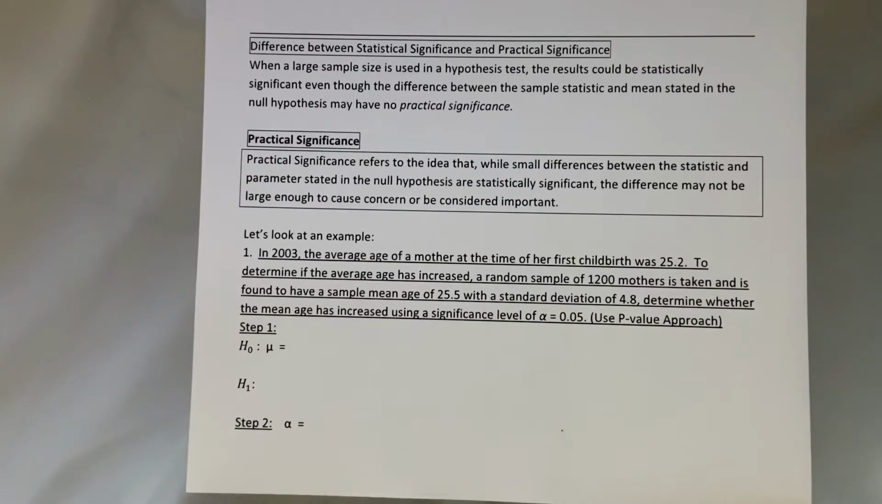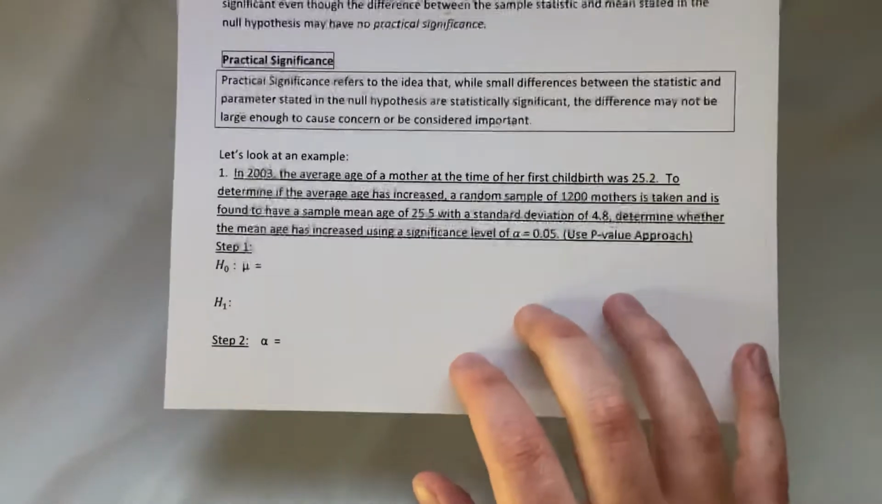of weight? Probably not. So practical significance refers to the idea that while small differences between the statistic and parameter stated in the null hypothesis may be statistically significant, the difference may not be large enough to cause any concern or be considered important. So let's look at an example.